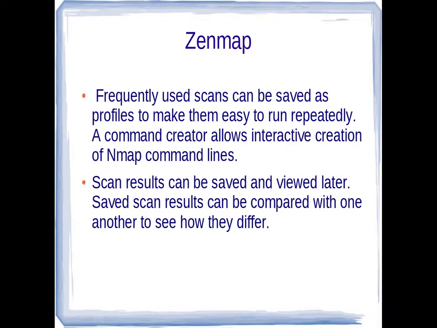As we discussed before in the previous sessions, we have used Nmap, which consists of command line queries. All we have to do is type commands to get information about the network or the domain or anything else. Here we are going to use a graphical user interface tool which makes it easy to execute commands, and gathering details is very easy in this session. The frequently used scans can be saved as profiles to make them easy to run repeatedly. A command creator allows interactive creation of Nmap command lines.